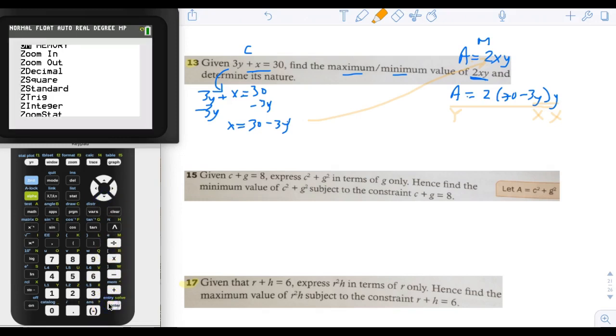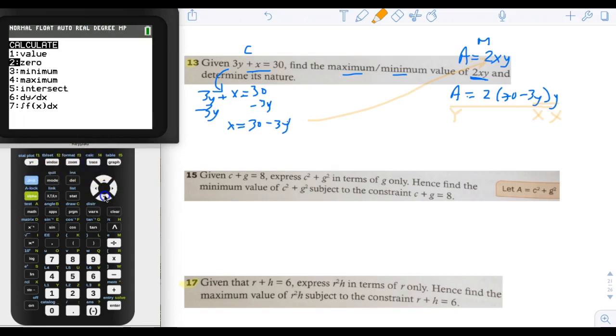Okay. See if this is better. A little bit better. Okay, so that looks like it's going to be a maximum point. So we know that it's going to be a maximum point, and we would like to find the value. So let's find the value.